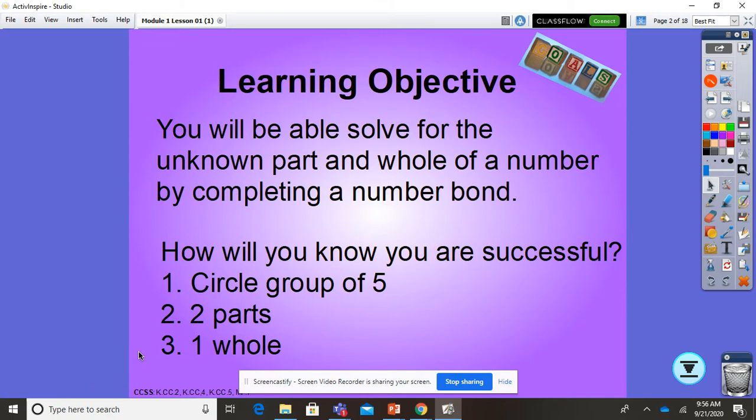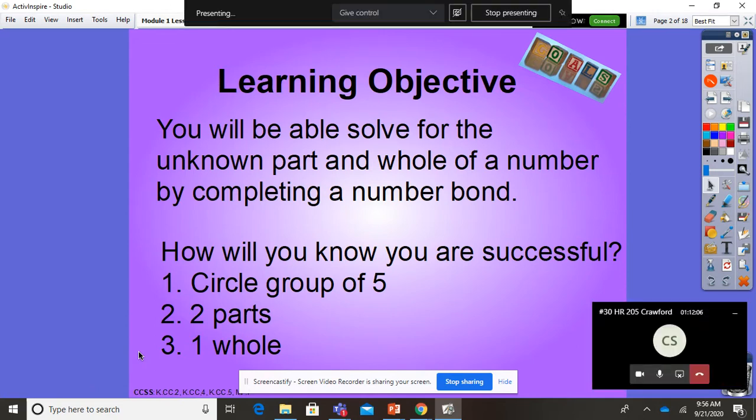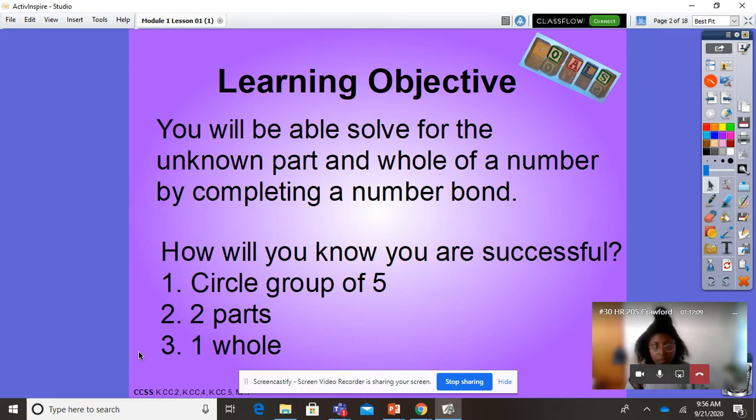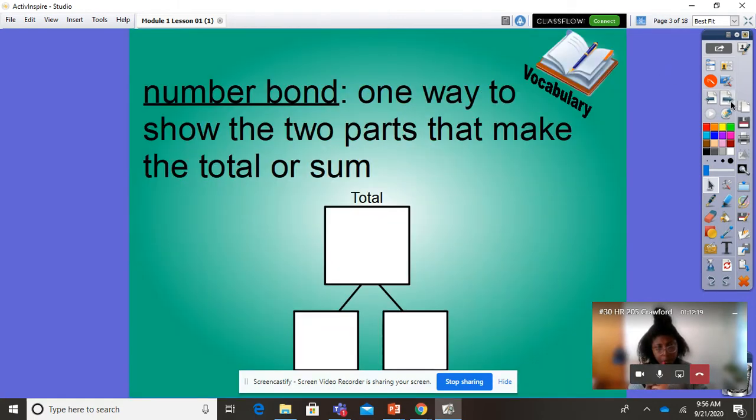We are going to be able to solve for the unknown part in a whole number by completing a number bond. And you're going to know you're successful because you're going to have reciprocal groups of 5. You're going to have 2 parts and a whole. So that's our objective for today.